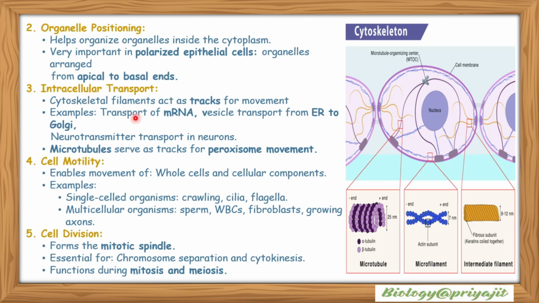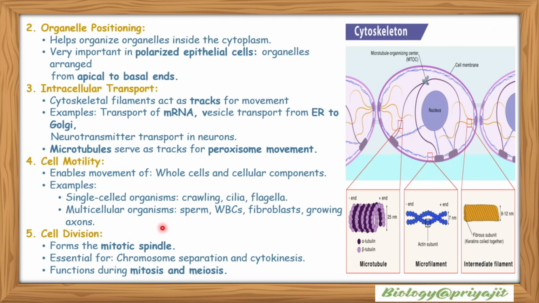Intracellular transport. Cytoskeletal filaments act as tracks for movement. Examples include transport of mRNA, vesicular transport from endoplasmic reticulum to Golgi body, neurotransmitter transport in neurons, and microtubules also serve as tracks for peroxisome movement. Cell motility. They enable movement of whole cells and cellular components. Examples: single celled organisms, crawling, cilia and flagella; multicellular organisms such as sperms, WBC, fibroblasts, growing axons, etc.